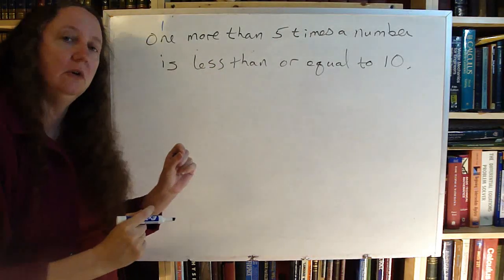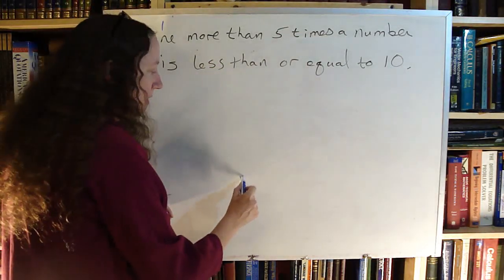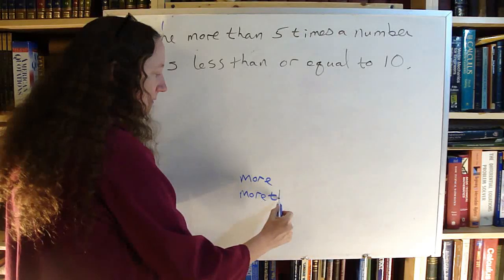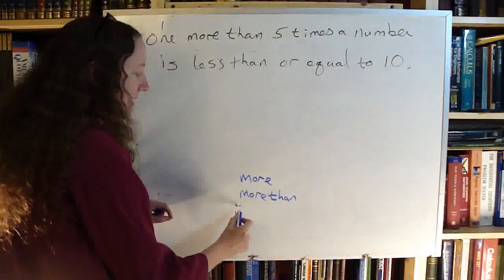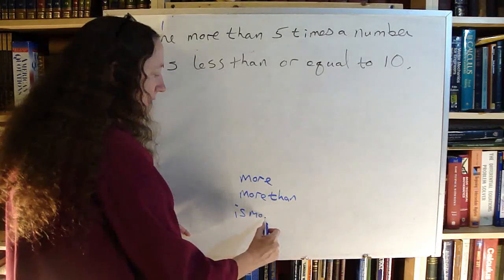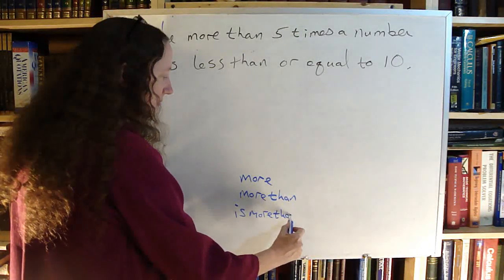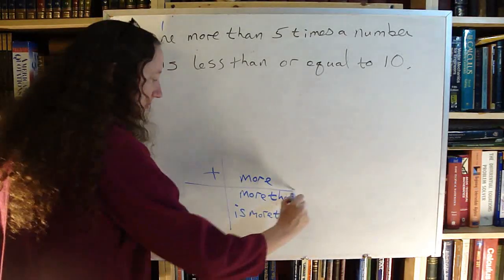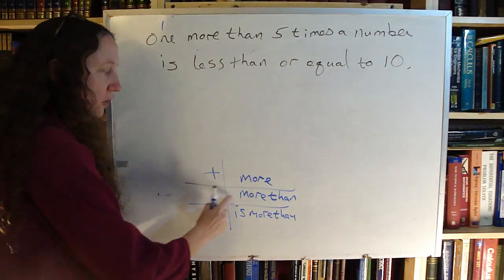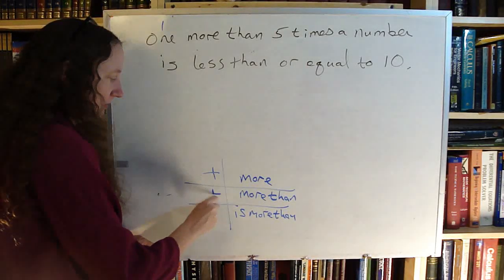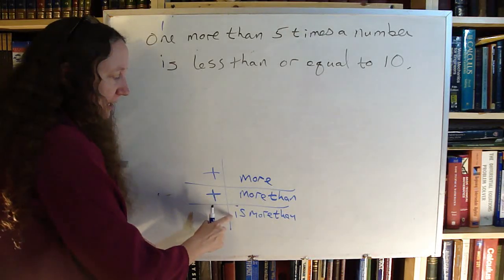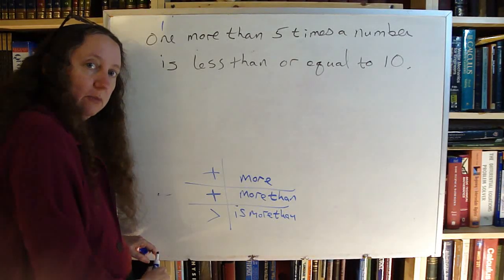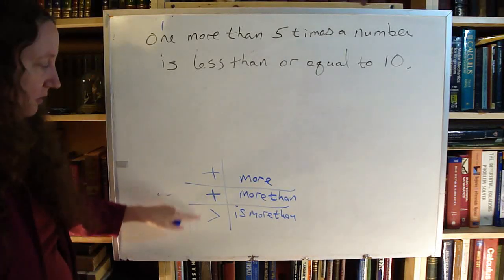Now here, be careful about this. You have more. You have more than. And you have is more than. The word more means plus. The phrase more than means plus. The phrase is more than is the greater than symbol. So you need to know those.